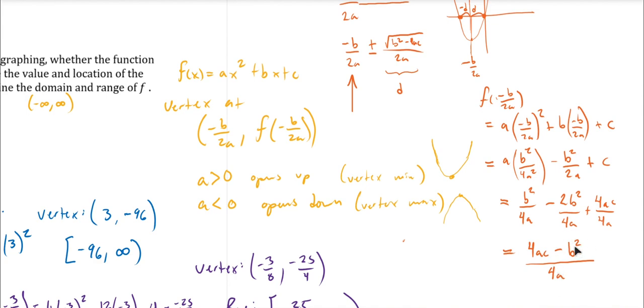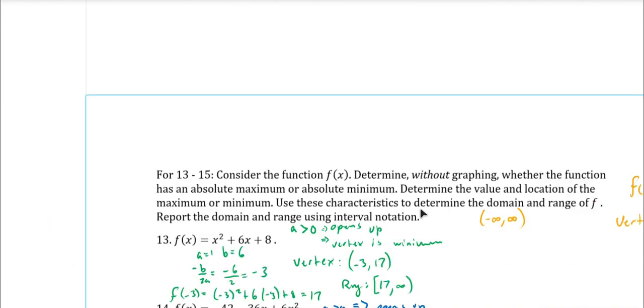I would rather each time just plug this value into f of x, because why should we memorize additional formulas when we don't have to? But it is interesting that we find the negative of the discriminant showing up here. Something we saw in the quadratic equation actually does show up in the formula for the y value of the vertex. So now let's see what we're supposed to do with that information.